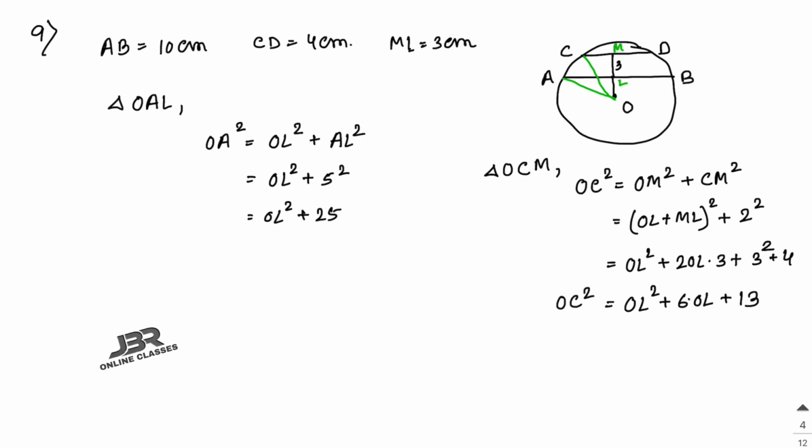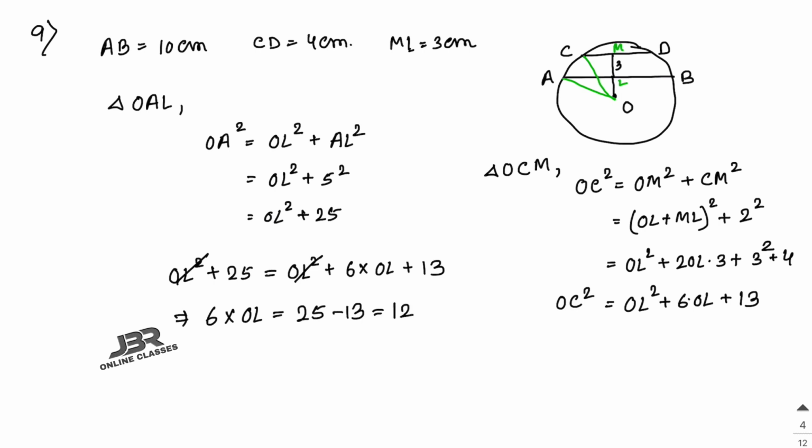Now as here OC and OA both are the radius of the same circle, so you can write down OL square plus 25 equal to OL square plus 6 into OL plus 13. So OL square cancels out. Here 6 OL equals 25 minus 13, that equals 12. So here OL equals 2.